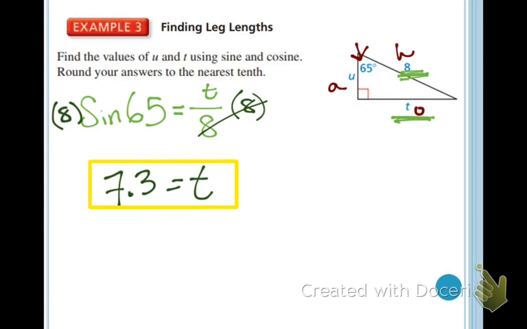Okay, we're going to move on to the letter u. So we know we're going to use the adjacent. You still want to use the side that was given to you. Some of you are working ahead, which is wonderful. You still want to use the side that was given to you. Can anybody guess why you don't want to use the side you just found? Because it might be wrong. It's the number one reason.